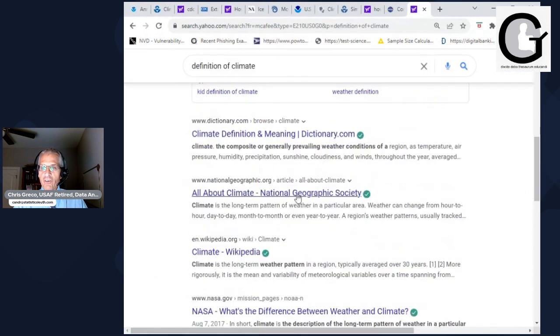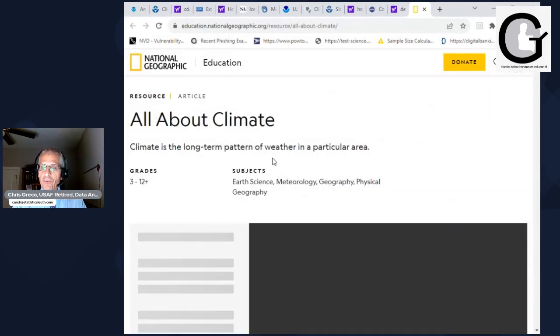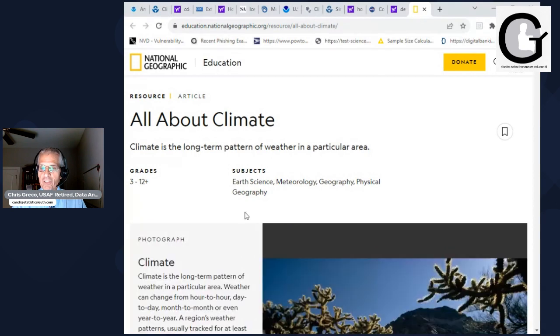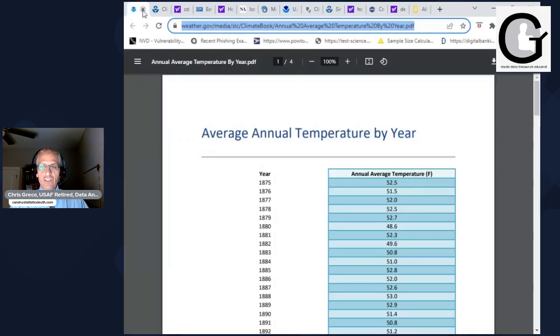So let's talk about climate definition. National Geographic Society. What is climate? Climate is the long-term pattern of weather in a particular area. Oh my gosh, you've got to be kidding me. What does long-term mean? So a region's weather patterns, usually tracked for at least 30 years, are considered its climate. So when we talk about climate change, we talk about change over a period of 30 years. It's got to be tracked for at least 30 years, so minimum 30 years. So, okay, let's just go with 30 years and go from there. So what do we do next? Well, let's talk about temperature, because remember, that was mentioned as part of climate.